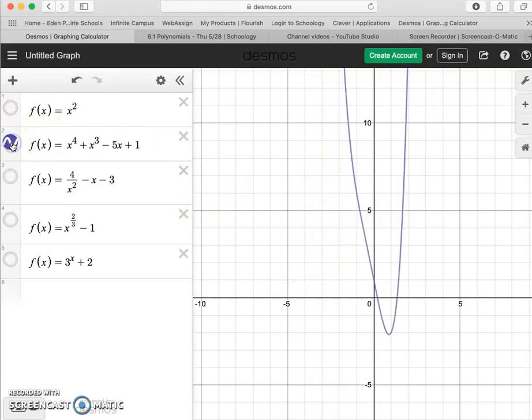Let's look at a fourth degree. Fourth degree actually in some cases looks a lot like a parabola, but again, smooth continuous curve, no breaks. Pop that one back up, same thing, smooth continuous curve, no breaks, no sharp corners, that kind of stuff. So those are definitely going to be functions.